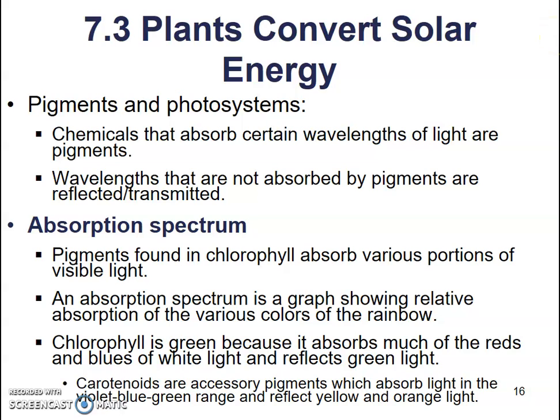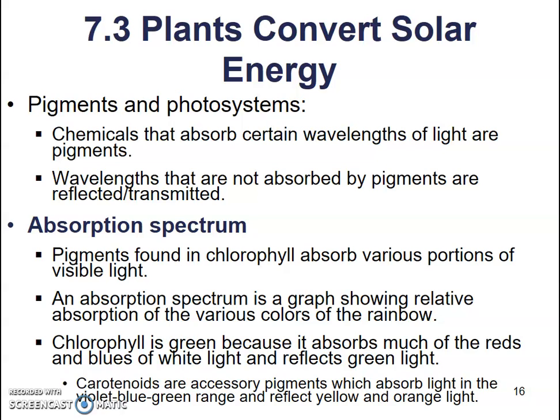Plants convert solar energy. Pigments and photosystems. Chemicals that absorb certain wavelengths of light are called pigments. Wavelengths that are not absorbed by pigments are reflected or transmitted. So the color that you see is the color that is being reflected, that is not being absorbed.